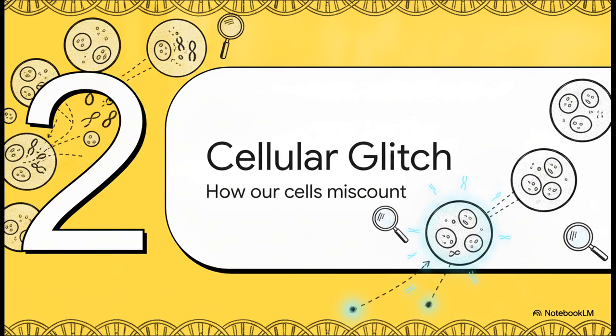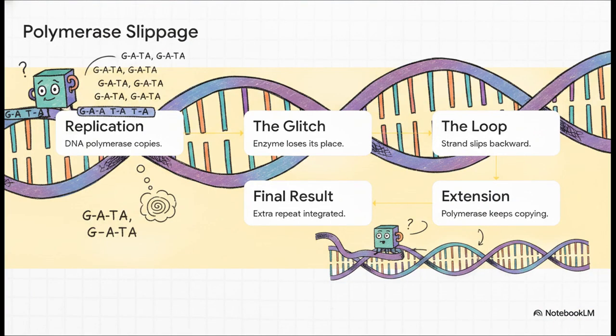Okay, let's move on to the inciting incident of our whole story. Section 2, the microscopic cellular glitch, and how our cells miscount. So, how do we get these varying repeats in the first place? Well, it all comes down to a really quirky biological process known as polymerase slippage.